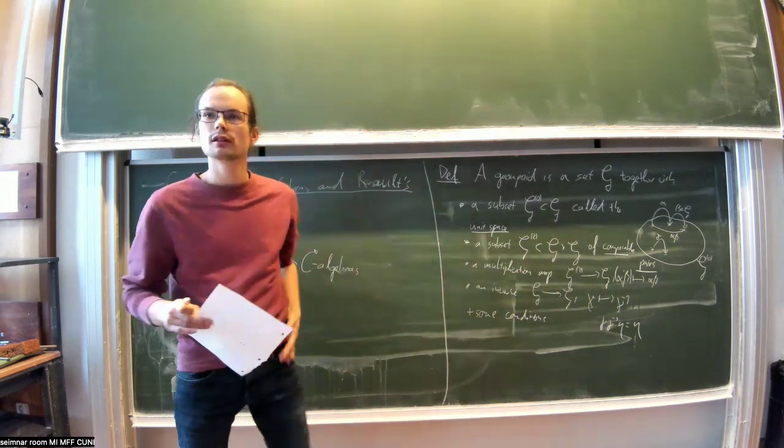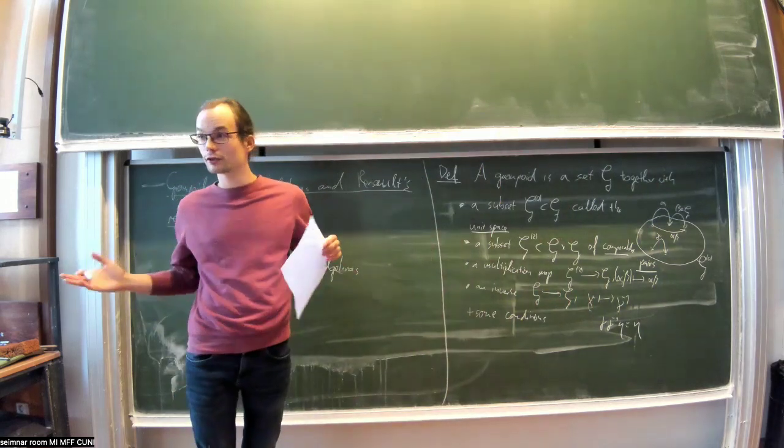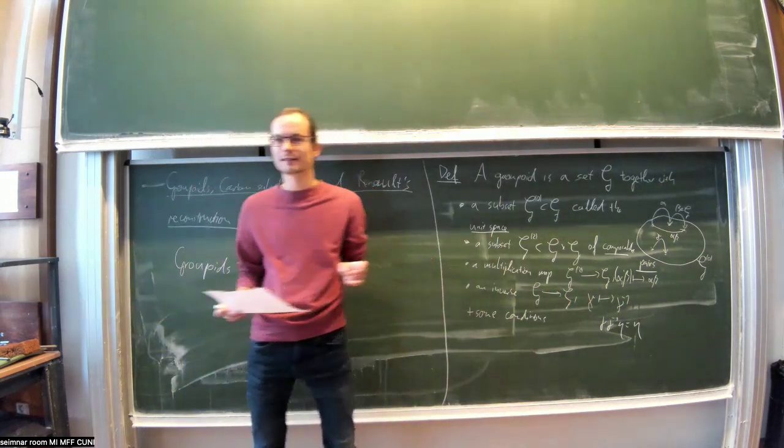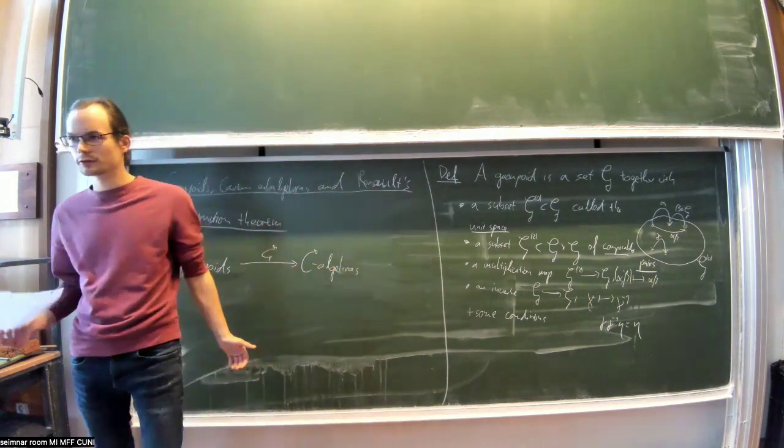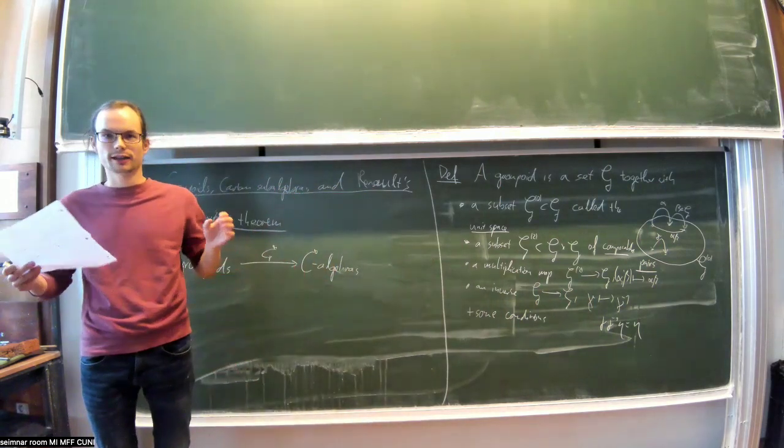So another definition of a groupoid, if you don't like this, is that it's a small category where every morphism is invertible. So it's a category where everything is just a set.